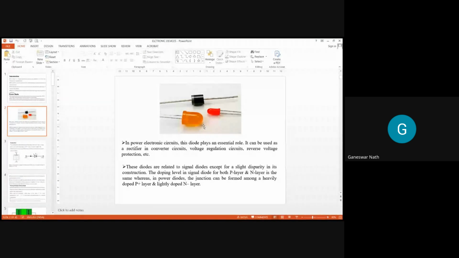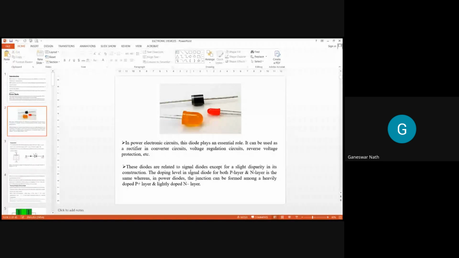In power electronic circuits, this diode plays an essential role, and it can be used as a rectifier in converter circuits, voltage regulation circuits, and reverse voltage protection, etc. So these are the diodes particularly used in many electronic circuits for voltage regulation, converter circuits, and reverse voltage protection.